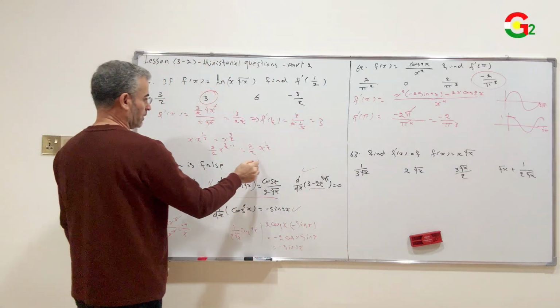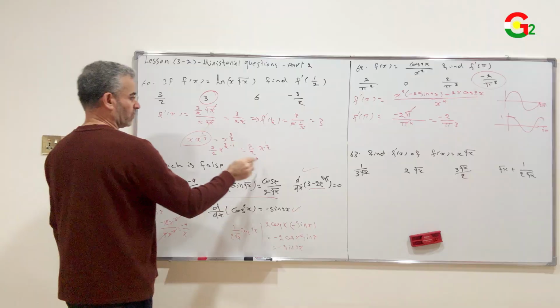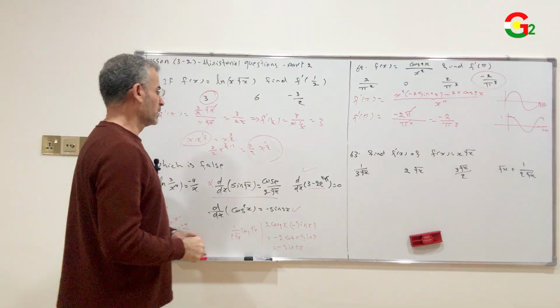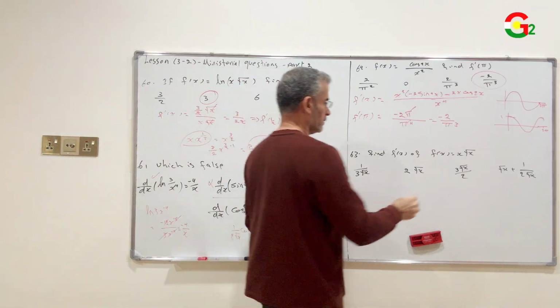Question number 63, find f prime of x, where f of x equals x square root x. We found it already here, x square root x. The answer is 3 square root x over 2.